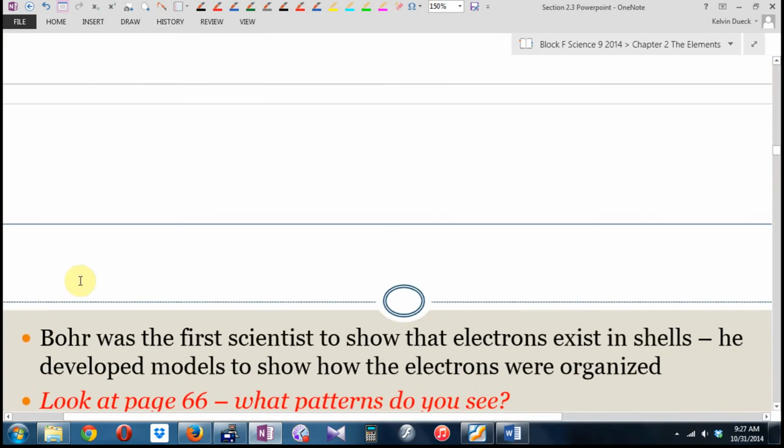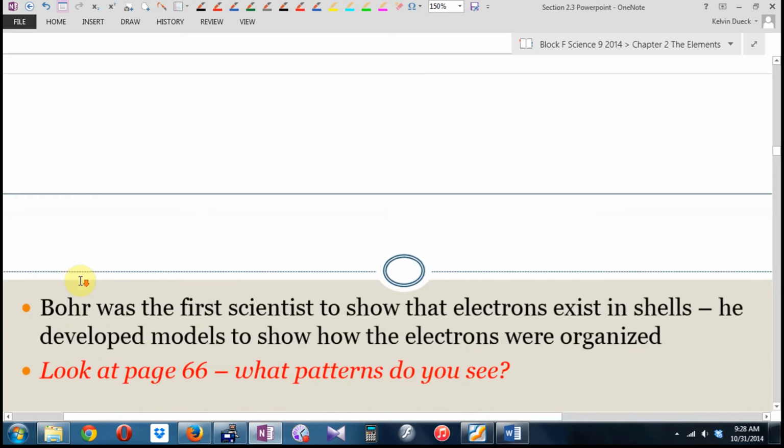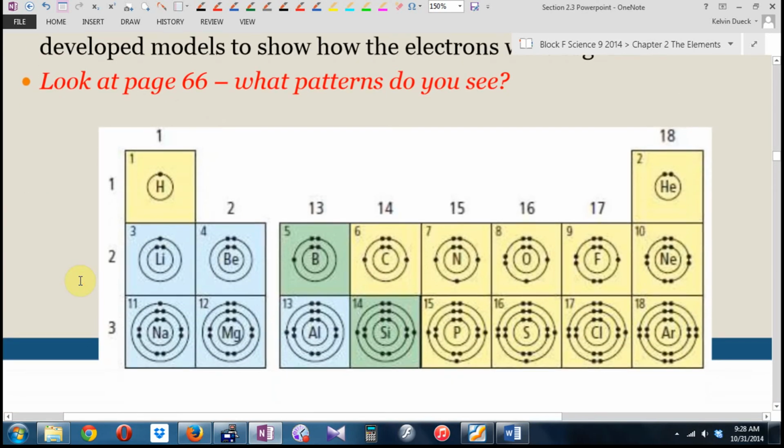Bohr was the first scientist to show that electrons exist in shells. And he developed models to show how the electrons were organized. I wrote down here, look at page 66 in your text. I actually cut it out and photocopied it here. Looks like this. So here's what he noticed.